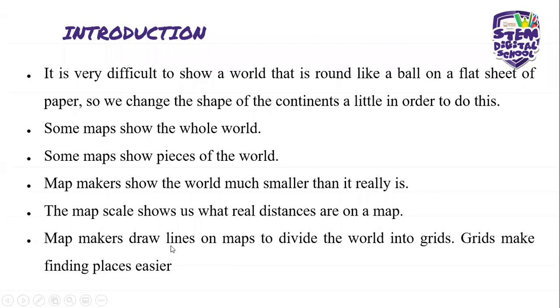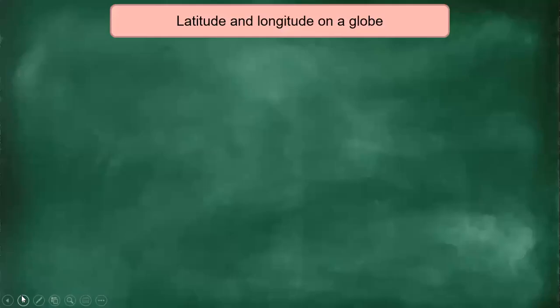So map makers draw lines on maps to divide the world into grids. In grade 4 and 5, you learned about grid references. Grids make finding a place easier, so that's what they use. Now we are going to be looking at the latitude and longitude on a globe. Who can tell me what is a globe?